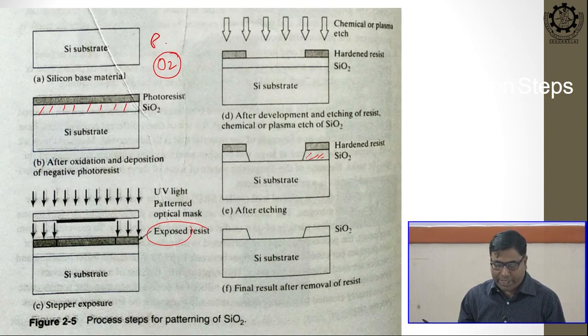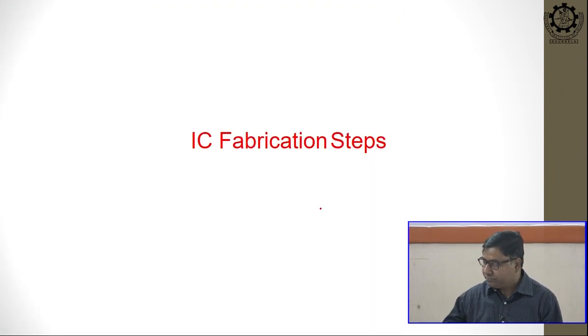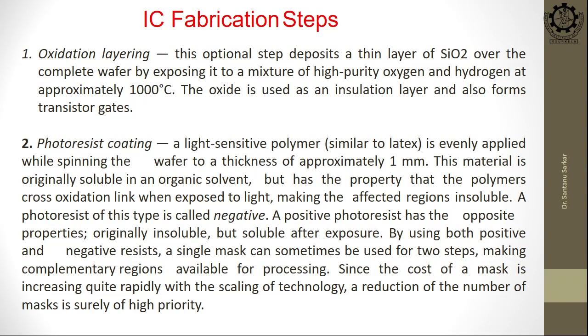So, we do not need to get into the details, you just try to understand the flow, okay, because we are not studying this fabrication in detail. So, just an overview idea will be sufficient for this course. All right. Then this photoresist is hardened and then it is removed.